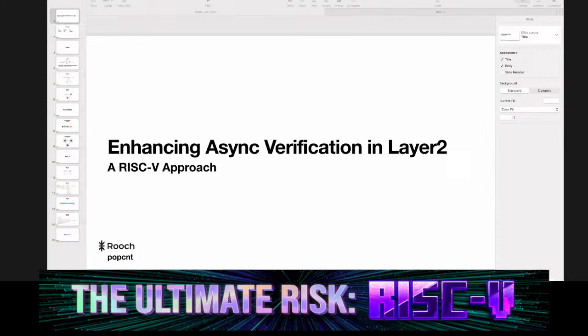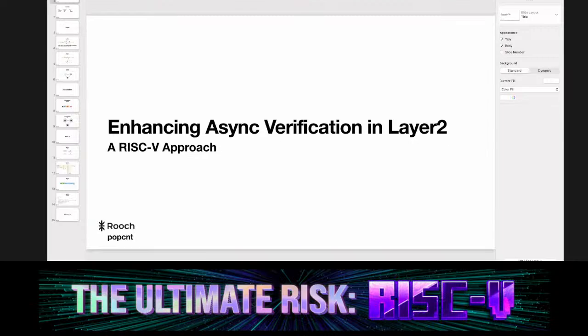Okay. And today the topic we are going to dive into is enhanced ASIC verification in layer 2 and using the power of RISC-V. We will be discussing my thoughts about the role of RISC-V in enhancing ASIC verification in layer 2, and I look forward to sharing the insights and the ideas with you. And okay, let's get started.